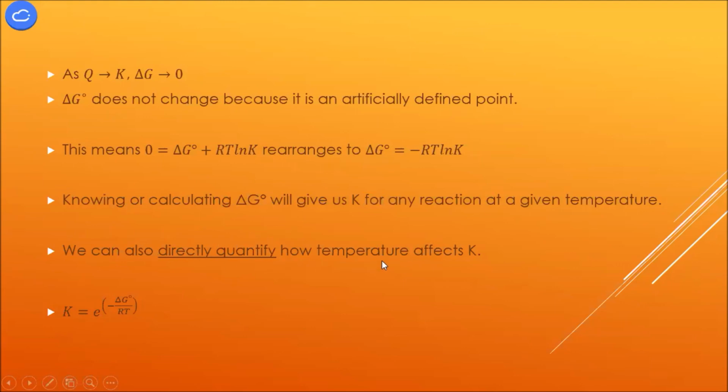But we can also now finally directly quantify how temperature will affect K, because remember, delta G is temperature dependent. If delta G goes down with temperature and becomes more negative, then K is going to get bigger at higher temperatures. If delta G becomes less spontaneous at a higher temperature, then K is going to get smaller at a higher temperature. So how could we solve for K? K is going to be equal to, you just invert everything: you divide by negative RT, and you do the inverse natural log.